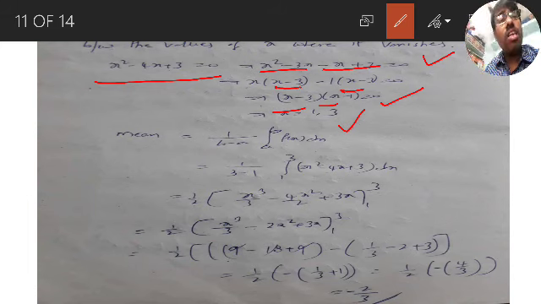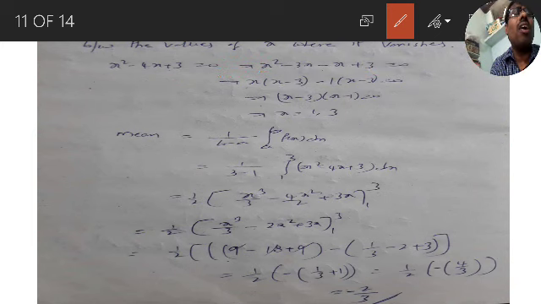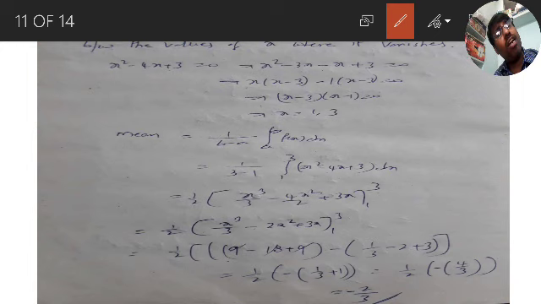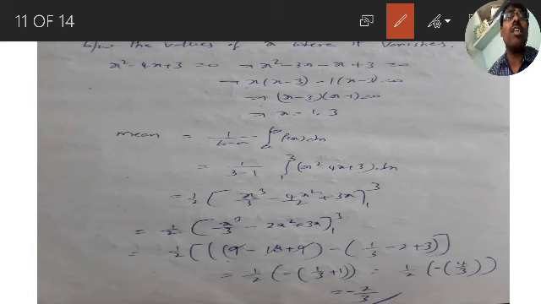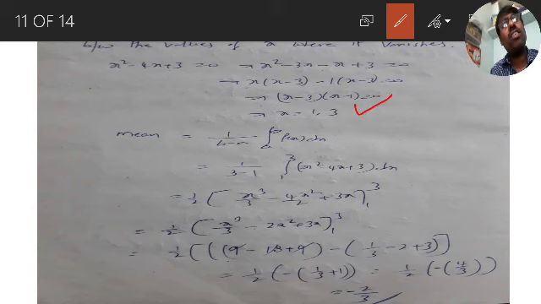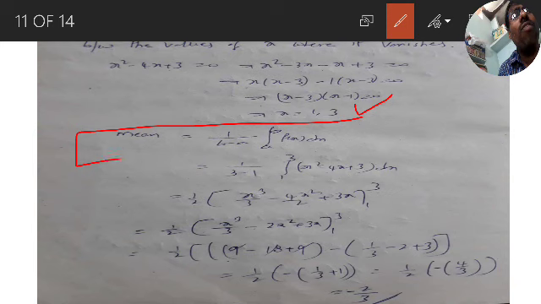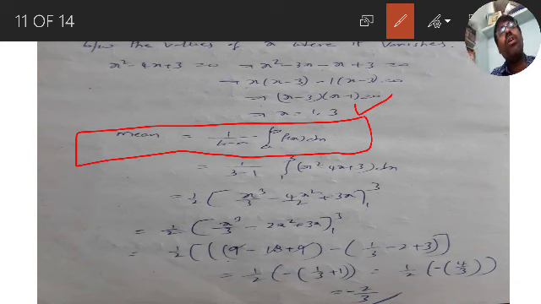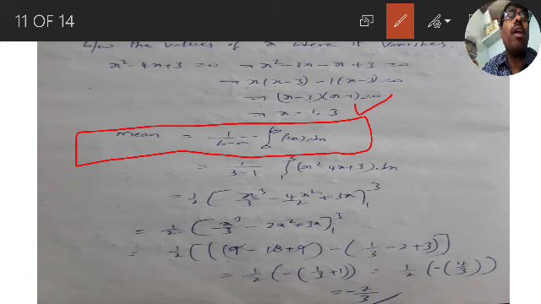So now we got everything. Are you getting, guys? So what is the difference? The limits are not given, but the limits, what he said, are the x values where the given expression x square minus 4x plus 3 vanishes, means it becomes 0. So x square minus 4x plus 3 equal to 0, if you solve, then you get the limits. X is equal to 1 comma 3. Now limit a is equal to 1, b is equal to 3, function is f of x equal to x square minus 4x plus 3, substitute in the formula. So what is the formula we are having? Mean is equal to 1 by b minus a integration a to b f of x dx. So this is a formula you have to know.